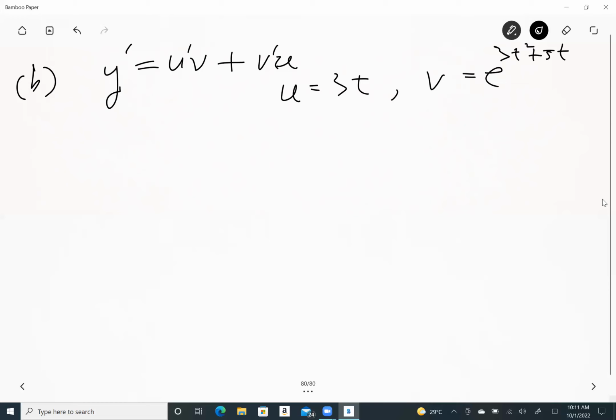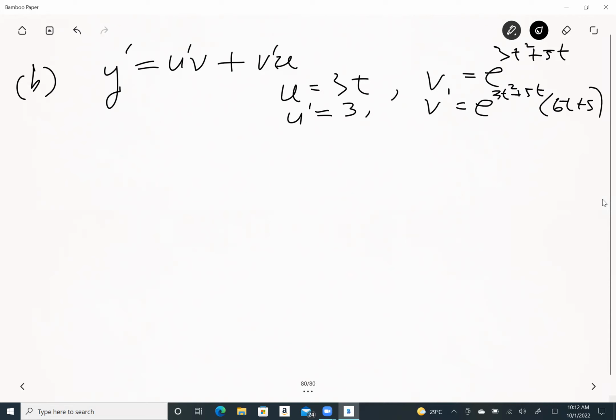What is the product rule? First, u prime. So what is u prime? u prime is just equal to 3. Now what is v prime? For v prime, you have to apply the exponent rule. So what is it equal to? It's e to the power of the terms 3t squared plus 5t, and then you have to multiply by the derivative of the power, u prime. So multiplied by that, you get 6t plus 5.